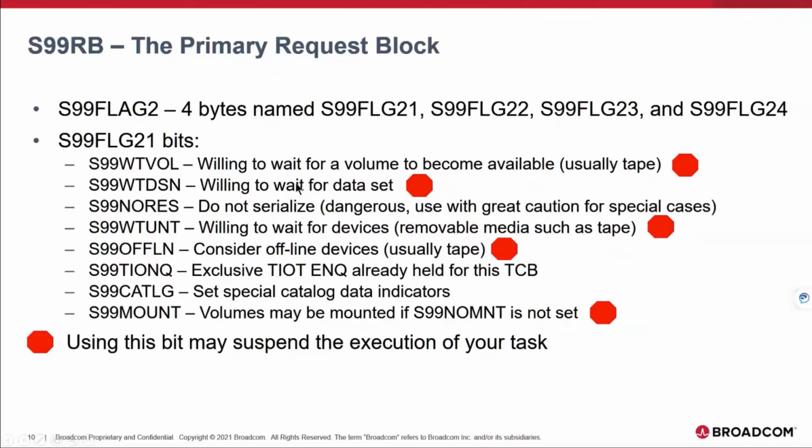job. Like this one says, I'm willing to wait for volume to become available, and that's usually a tape consideration because you cannot share tapes like you can share DASD. So if another job has a tape volume, you would have to wait until they're through with it before you could get it. This one says willing to wait for a data set. It's the same kind of problem. If you're trying to get a data set with disp equals share and somebody else has it with disp equals old, you can't get it immediately. So it says I'm willing to wait for that data set.